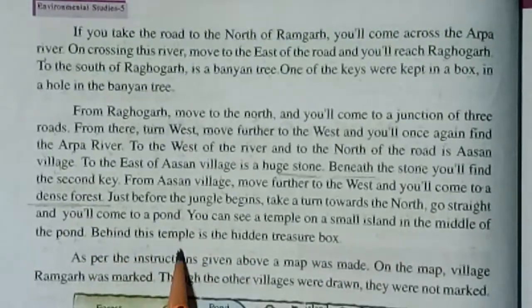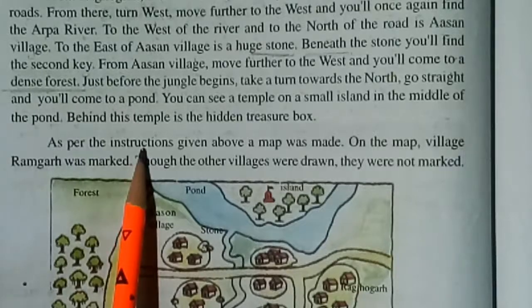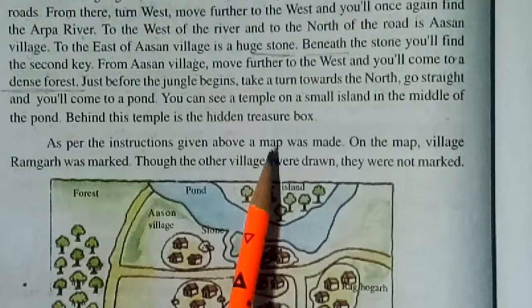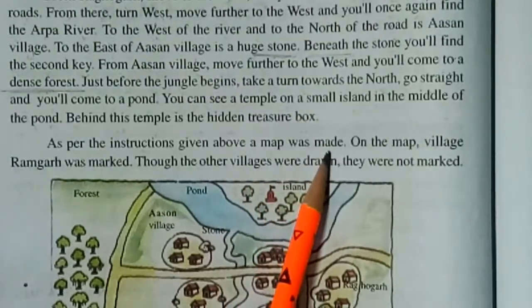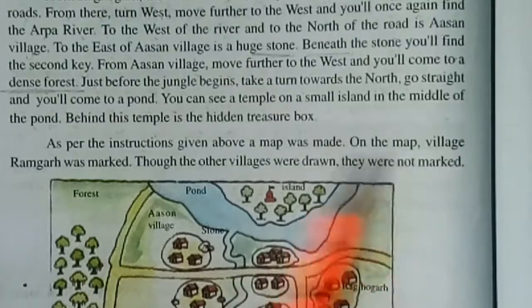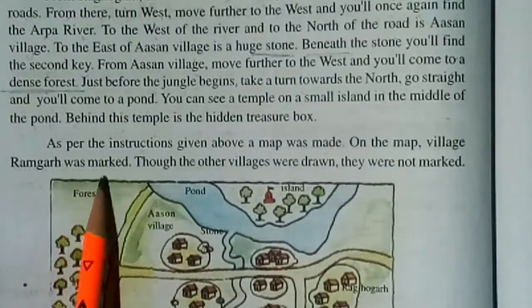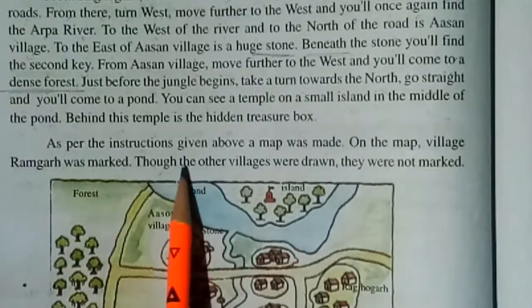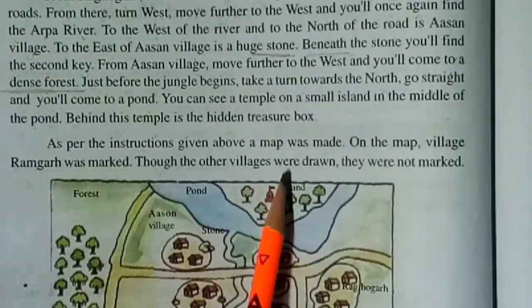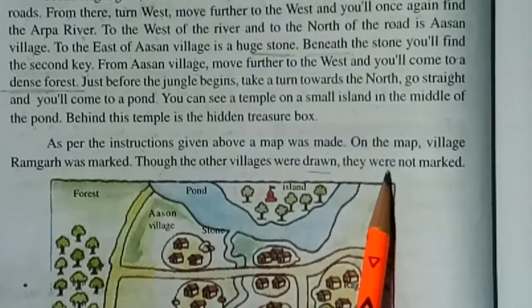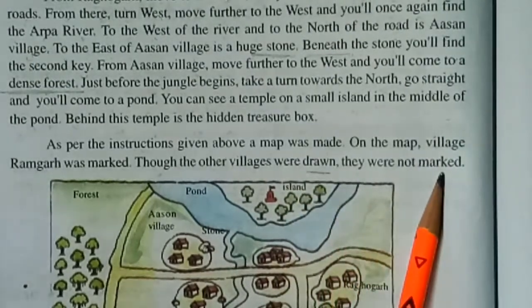Following the instructions given above, a map was made. On the map, village Ramgarh was marked. Though the other villages were drawn, they were not marked.